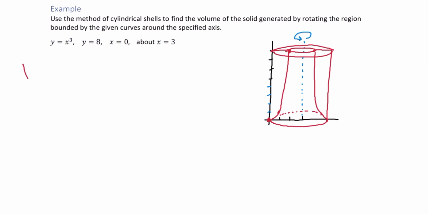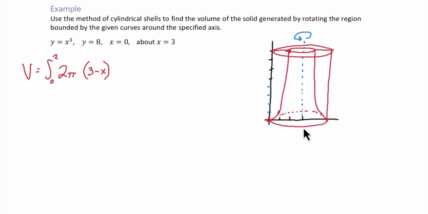The volume will be the integral from 0 to 2. We went from 0 to 2 on the x. And then the circumference, 2 pi. Typically we do x here, but since we're not rotating around the y-axis, we're actually rotating around x equals 3. We want to change that to 3 minus x instead of just simply putting an x here.